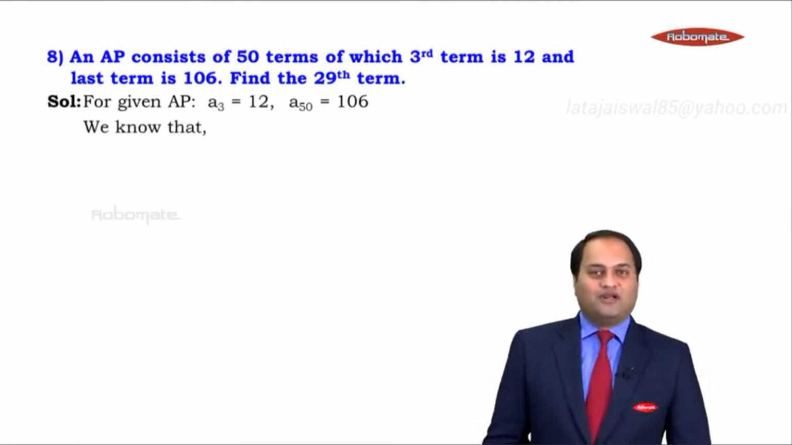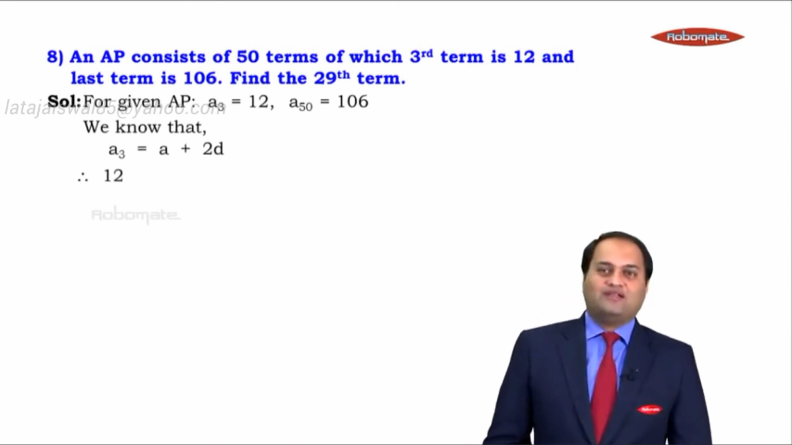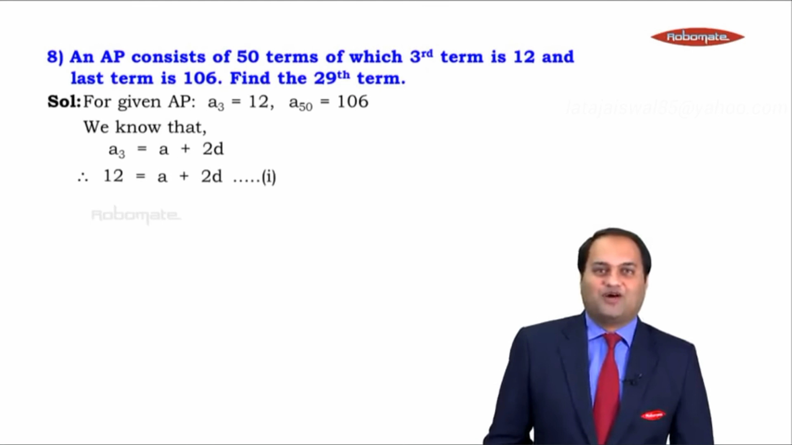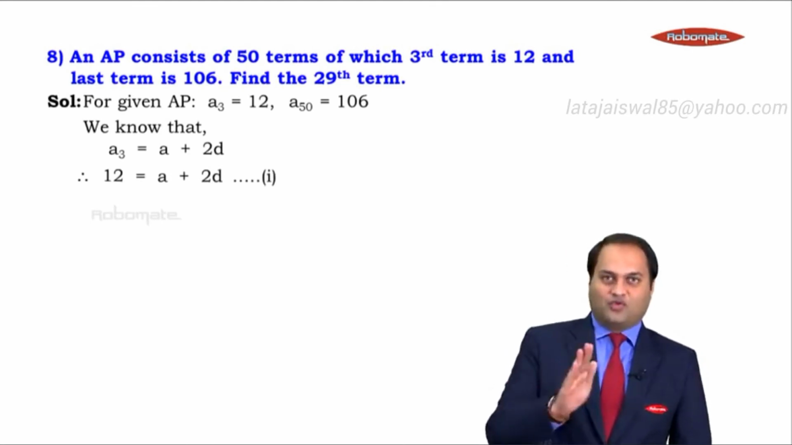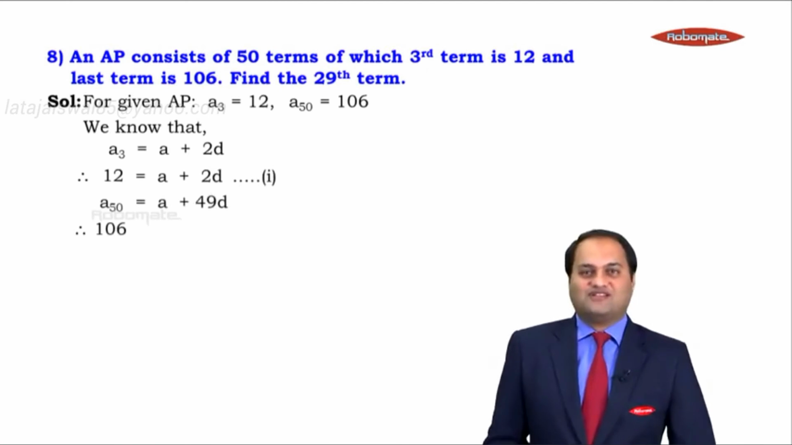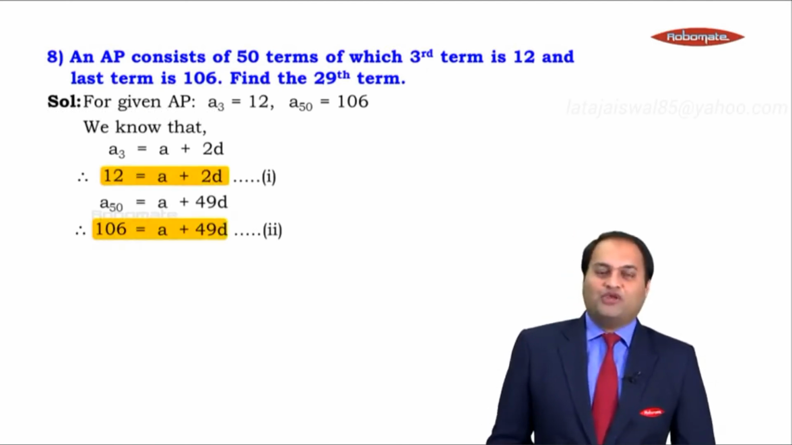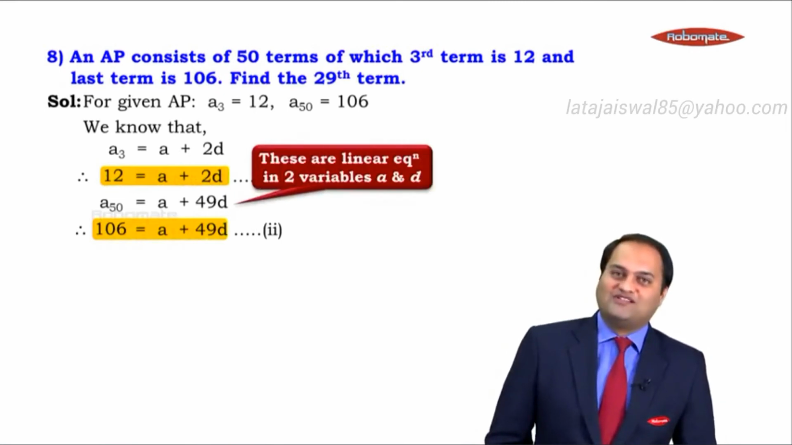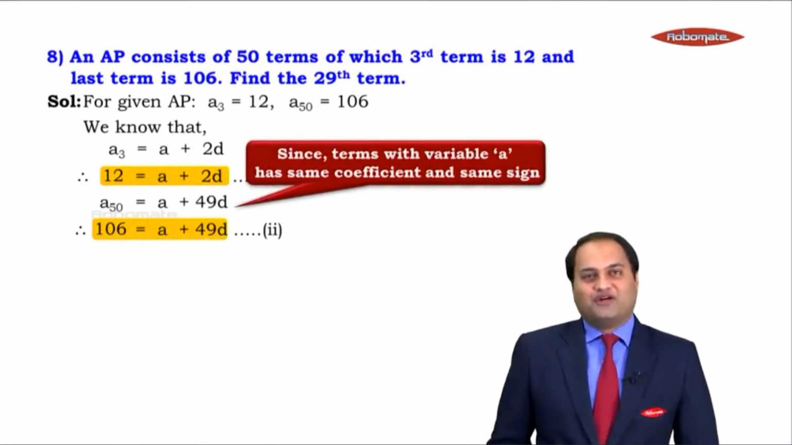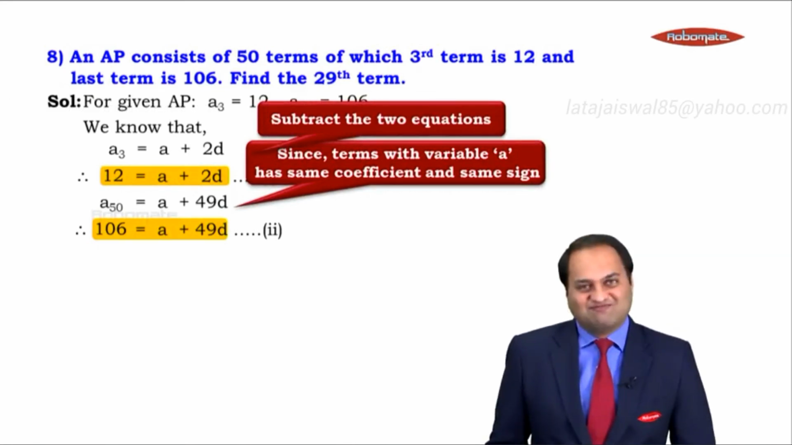Now let's quickly do it. How do we start? A3 is equal to A plus 2D. So 12 is equal to A plus 2D, equation number 1. Now A50 is equal to A plus 49D. So 106 is equal to A plus 49D, equation number 2. Two equations, both are linear equations in two variables. The coefficient of A is same, so we need to subtract the two equations, right?